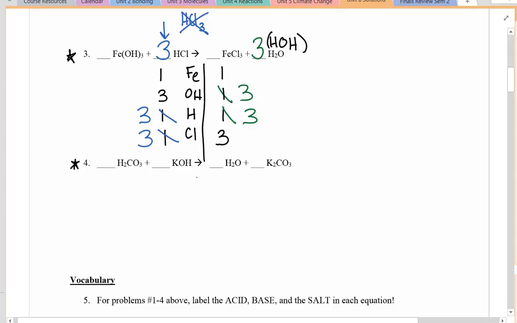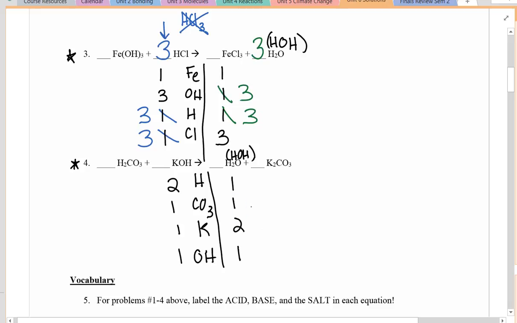I'm going to make my T-chart, hydrogen, CO3, potassium, OH. On the left, I've got 2 hydrogens, 1 carbonate, 1 potassium, 1 hydroxide. Remember, I'm thinking of water as HOH. So on the right, I have 1 H, I have 1 OH, I've got 2 potassiums, I've got 1 carbonate.